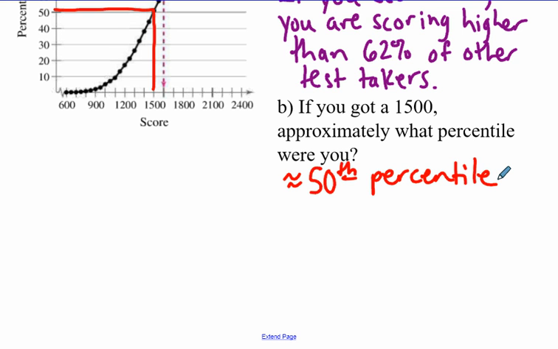So that's the benefit of using a percentile. It gives you an idea of what percent you're scoring higher and lower than. If you're at the 50th percentile, you're scoring higher than 50%, but you're also scoring lower than 50%. That's the median.